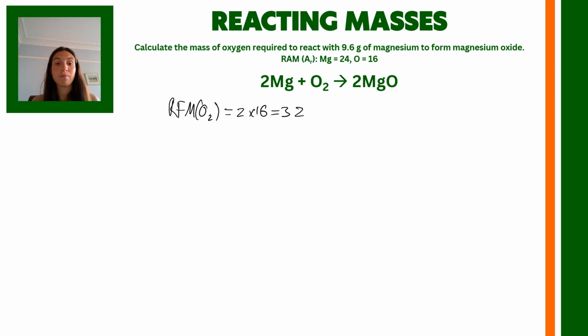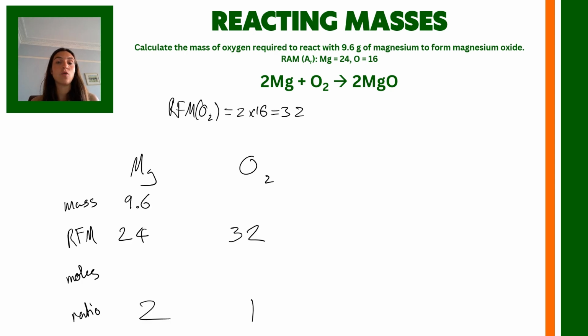Good. Now I can do my table. So remember, this is mass, relative formula mass, moles, ratio, for magnesium and oxygen. So I'm going to fill in the information that I've just worked out. Mass of magnesium is given to me in the question, 9.6. Relative formula mass of magnesium, just 24, same as its relative atomic mass. And oxygen, I just worked out relative formula mass of 32. And if I look at the left-hand side of the equation, I've got 2Mg plus O2. So my ratio is 2 Mg for every 1 O2 here.